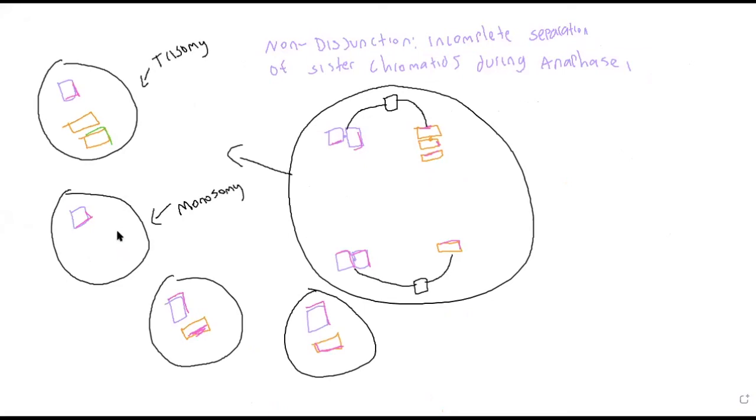And if this haploid cell that has no copies of chromosome 2 fertilizes a normal cell, you're going to only have 1 copy of chromosome 2. And this leads to a variety of phenotypic complications in the resulting organism.